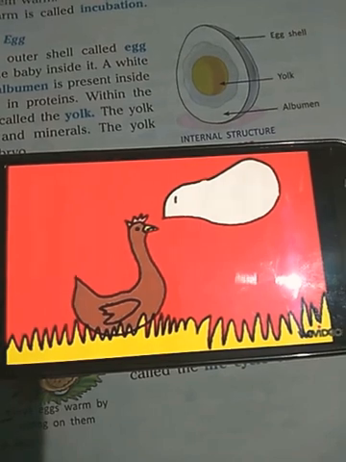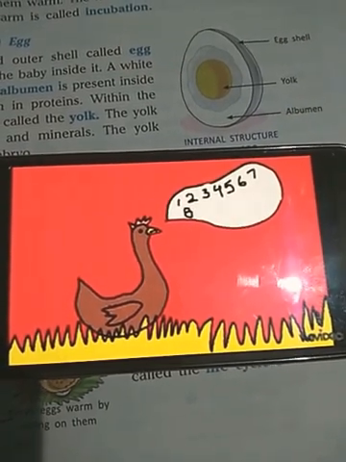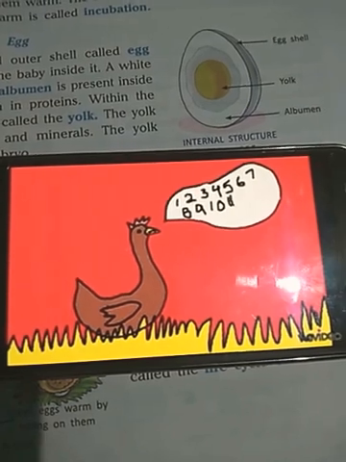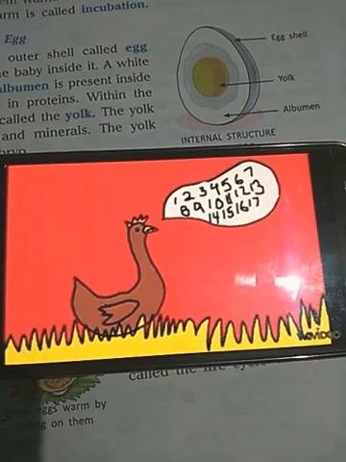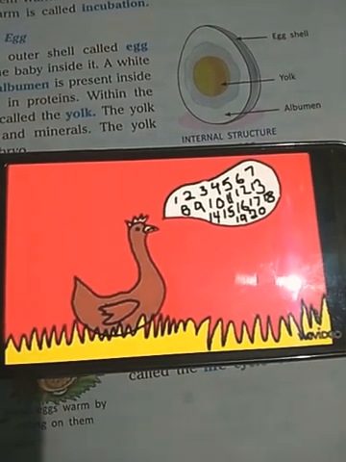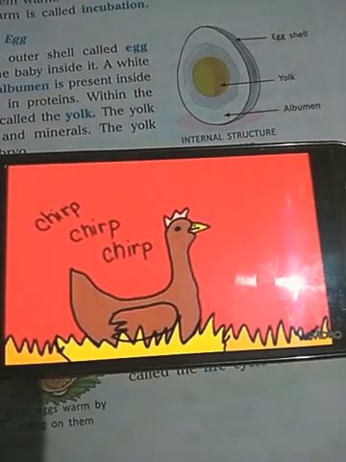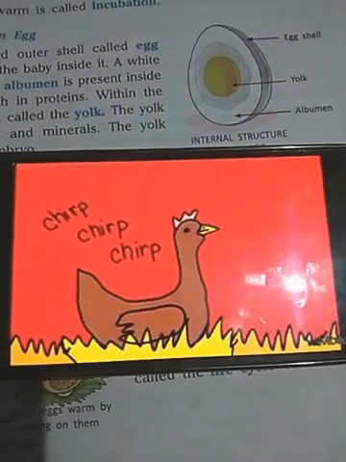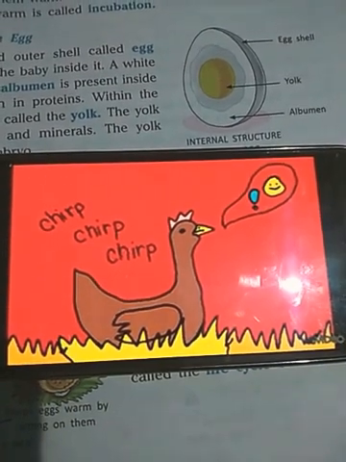It was 1, 2, 3, up to 21 days later that Penny heard a soft chirping sound. Was her baby chick finally coming? She had waited 21 days for this.